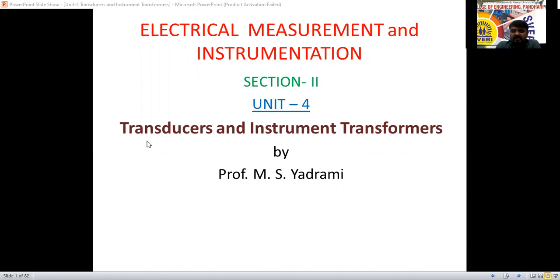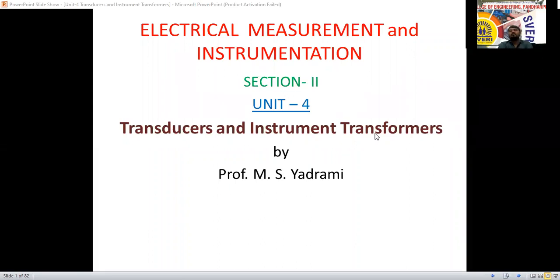We'll discuss definitions also, just for your understanding. Your branch is electrical, so we are going to concentrate on electrical transducers only. But we should know that mechanical transducers are different, active transducers are different, passive transducers are different, analog transducers are different, digital transducers are different. That is one part here. Now it has 2 parts. One is transducers, another one is instrument transformers.